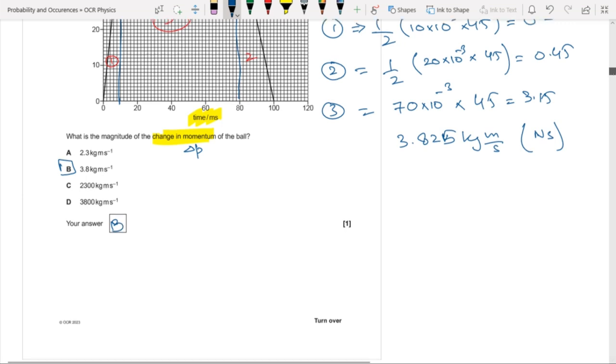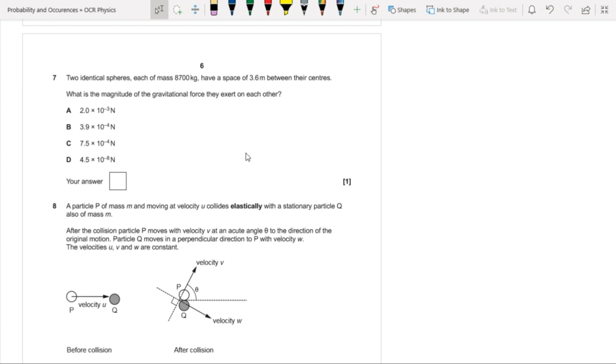Moving on to question number 7. Two identical spheres, each of mass 8700 kilogram, have a space of 3.6 meters between their centers. What is the magnitude of the gravitational force they exert on each other? So that's Newton's law of gravitation for you. The force F that they exert on each other is equal to the gravitational constant multiplied by the individual masses. Since they are the same, m squared divided by the distance between their centers squared.